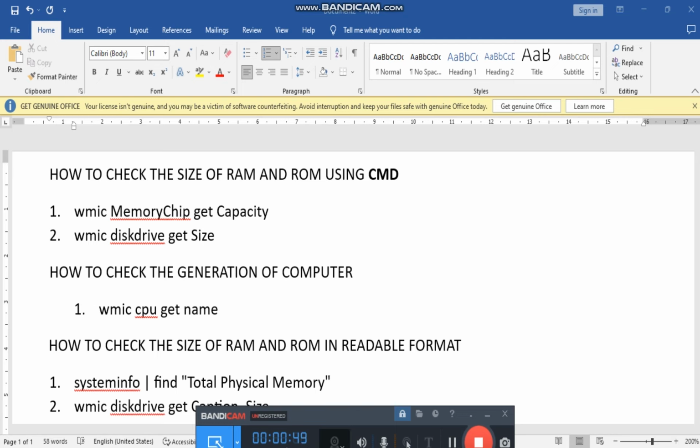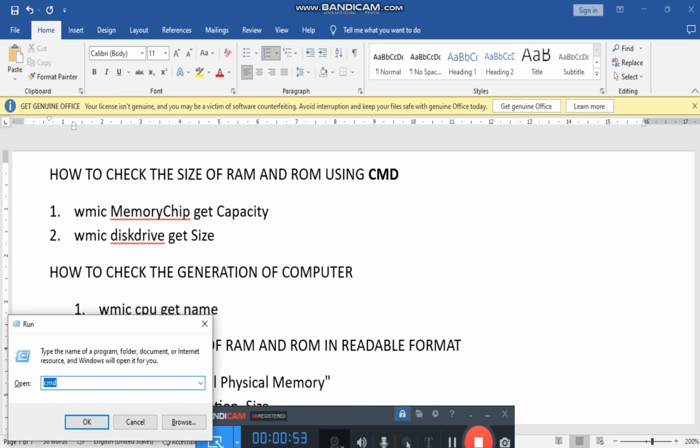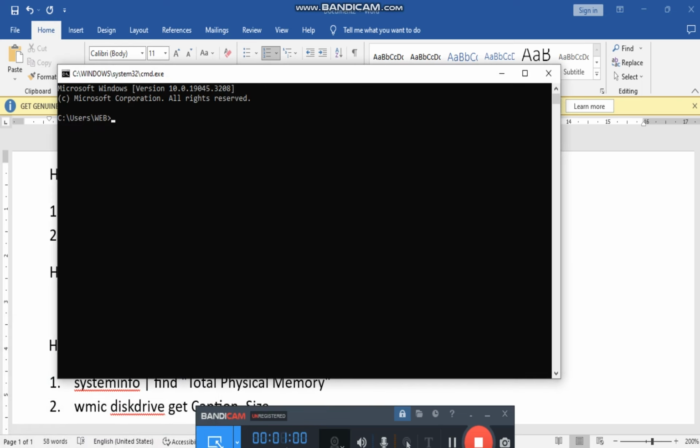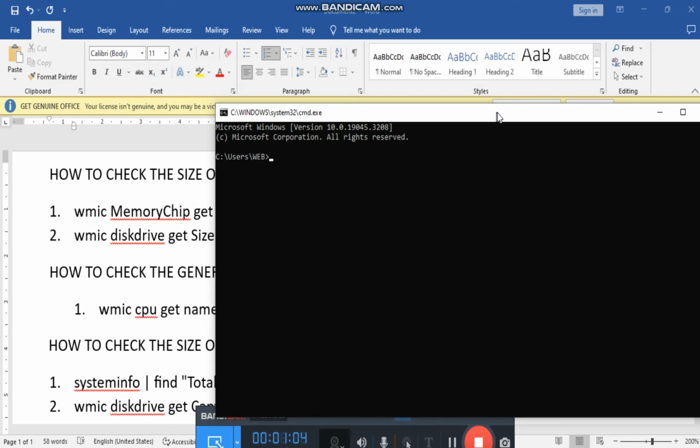So the first thing I'm going to do, you click Windows R and then you write CMD, then enter. By doing this, you have opened the CMD or the command prompt. Here are some of the basic things you are supposed to check.